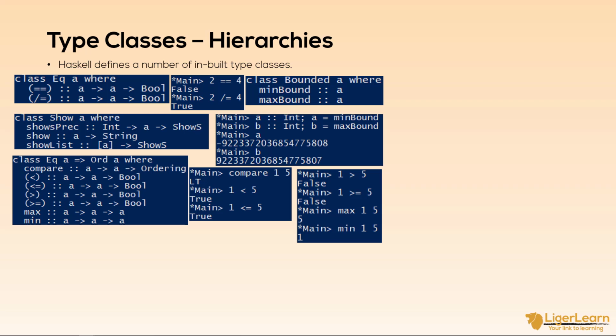When we test if 1 is less than 5, it is obviously true, and we get the expected results for the rest of the function calls as well. Now I'm not going to show the definitions for all of the inbuilt type classes, but there are some key additional ones which you should know about.